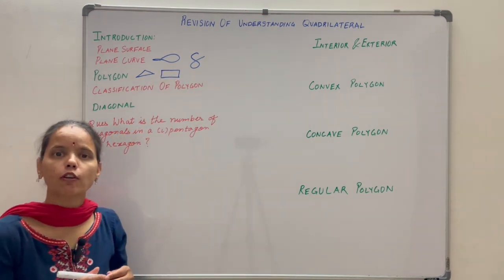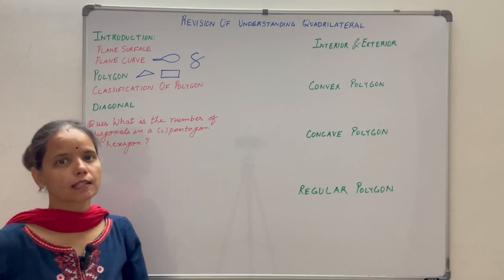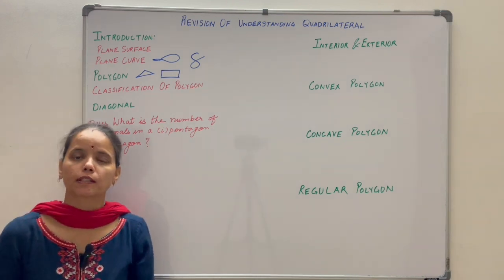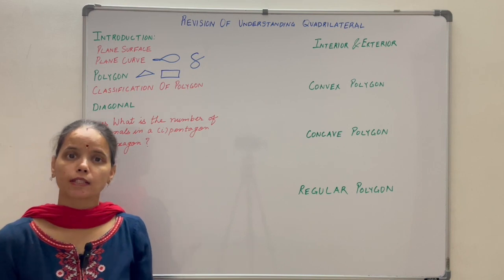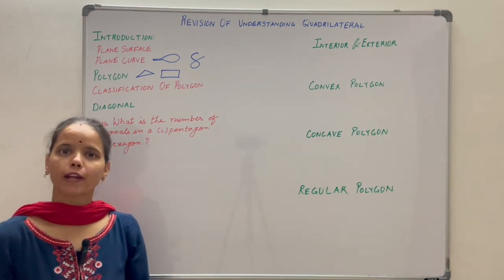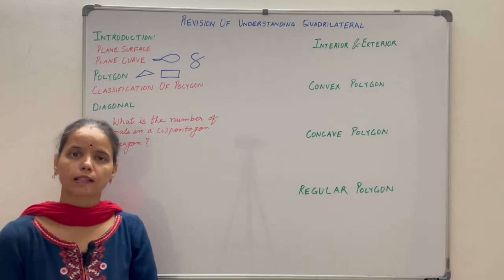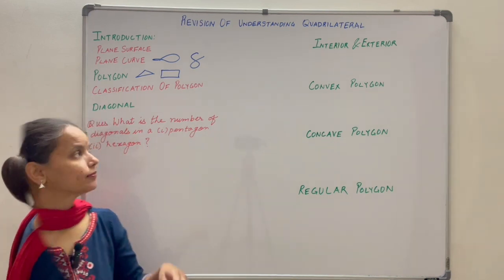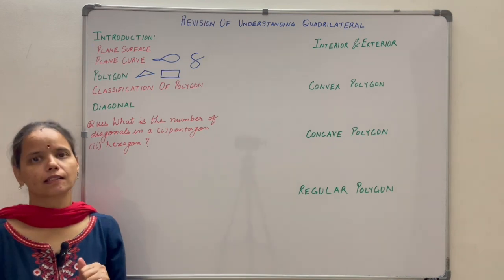Now, classification of polygons based on the sides. Based on the sides you can classify the polygons as three-sided polygon, triangle; four-sided, quadrilateral; five-sided, pentagon; six-sided, hexagon, and so on.